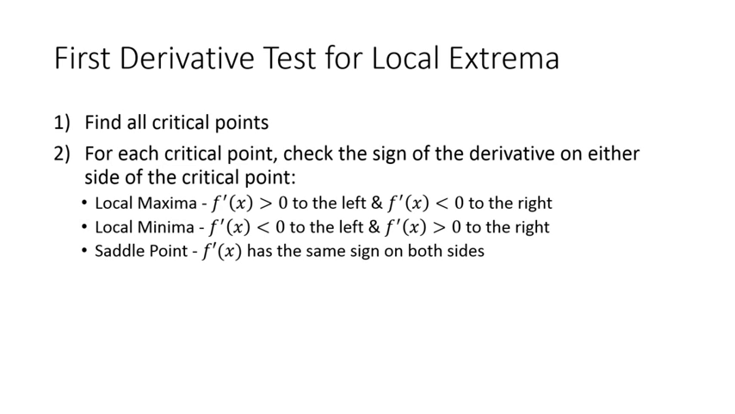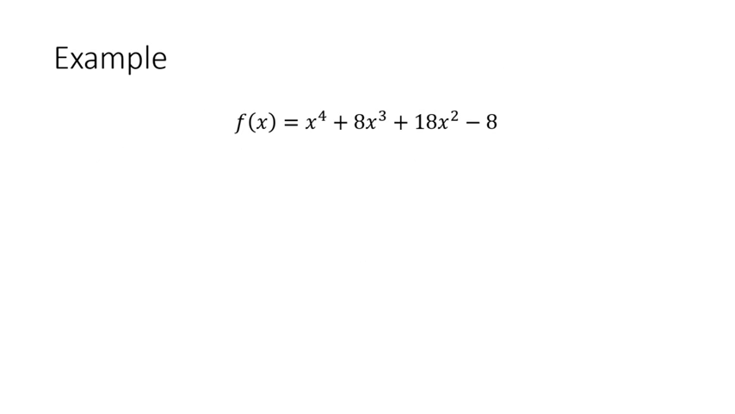When we're talking about checking the sign of the derivative on either side of the critical point, you can think about basically dividing the domain of the function into intervals split at each critical point. So let's look at an example of how that works. Here we have the function f of x equals x to the 4th plus 8x cubed plus 18x squared minus 8. So we're going to do the first derivative test.